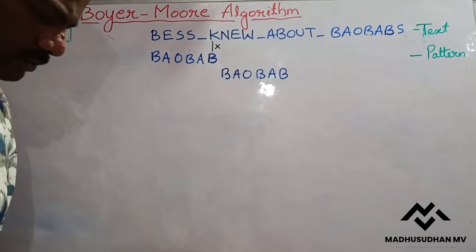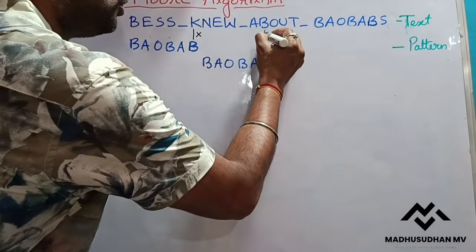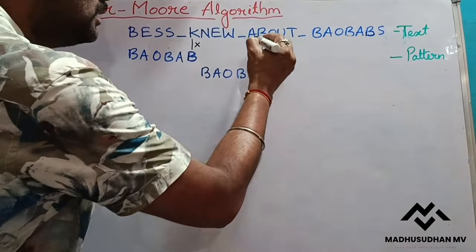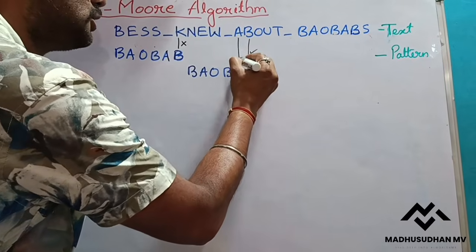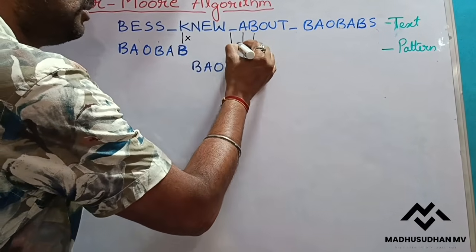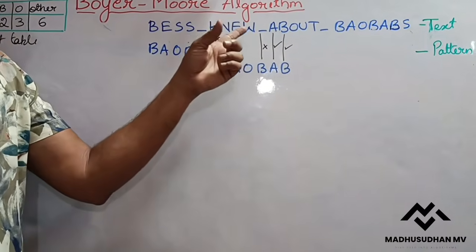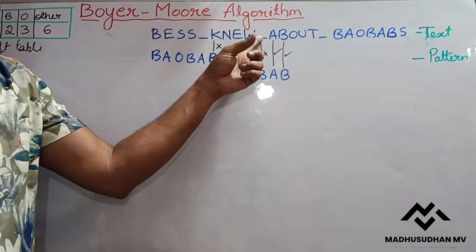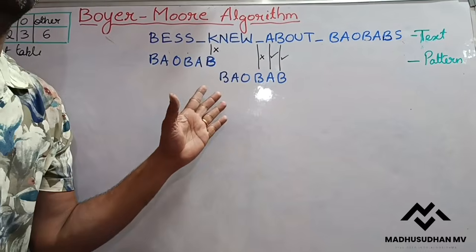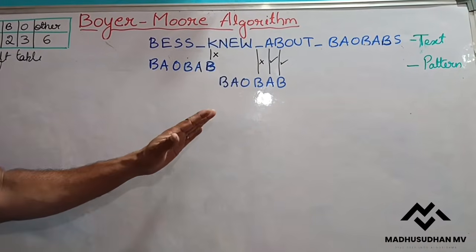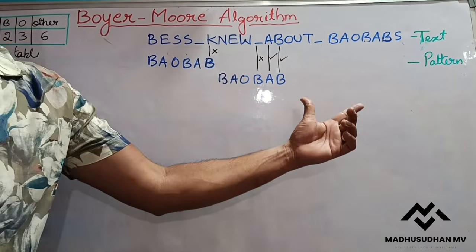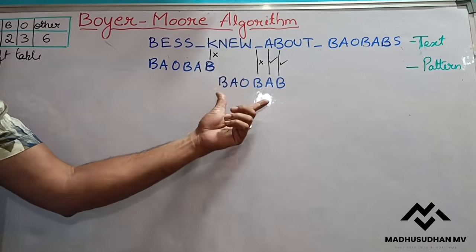Now again I compare, starting from the last. These two match, so I compare the next two. Here a mismatch occurs. Again, when a mismatch occurs, check whether the mismatching character occurs in the remaining characters of the pattern. No. If it is not present, shift the pattern towards its right by its length. What is the pattern length? 6.